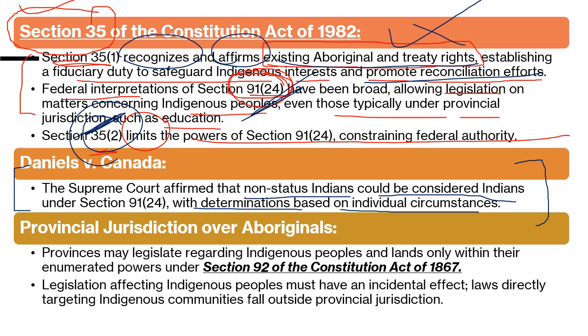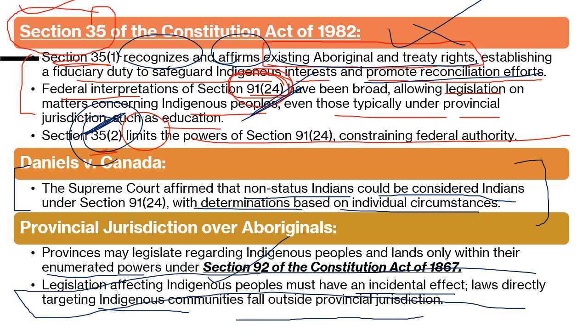Provincial jurisdiction over Aboriginal. So this thing has been made clear that provinces cannot legislate related to Aboriginal treaty rights, but they can only legislate if there is some kind of subject matter that is within their enumerated power, which directly comes under section 92. So legislation affecting indigenous people must have an incidental effect; laws directly targeting indigenous communities fall outside provincial jurisdiction. So this thing you have to keep in mind.